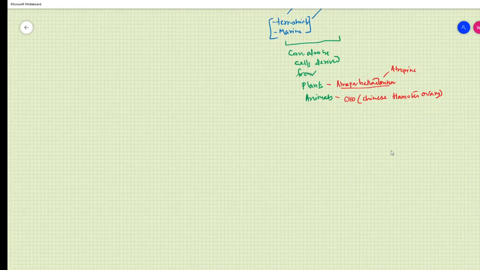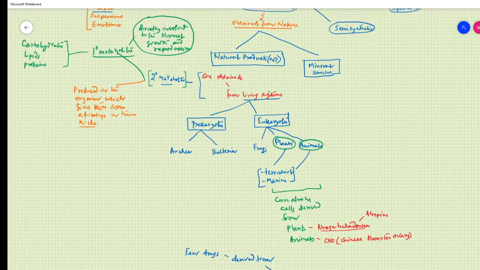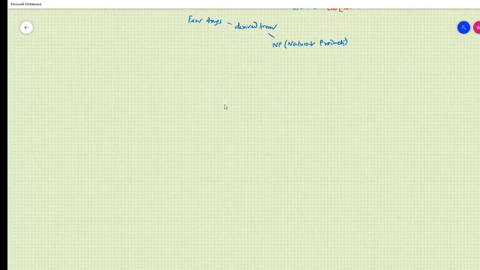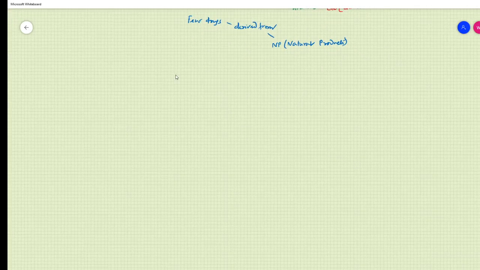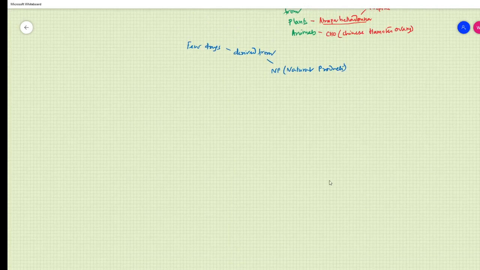Now, very few drugs are derived from natural products. What are we talking of? The natural products are the drugs which are obtained from living systems. So there are very few drugs which are derived from natural products. And some examples we'll look at. But before that, let's ask ourselves, why are very few drugs derived from natural products?